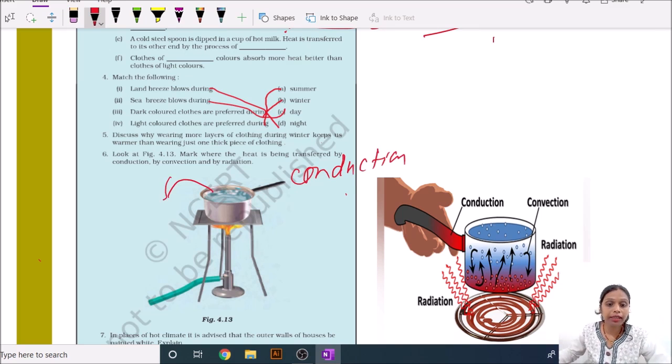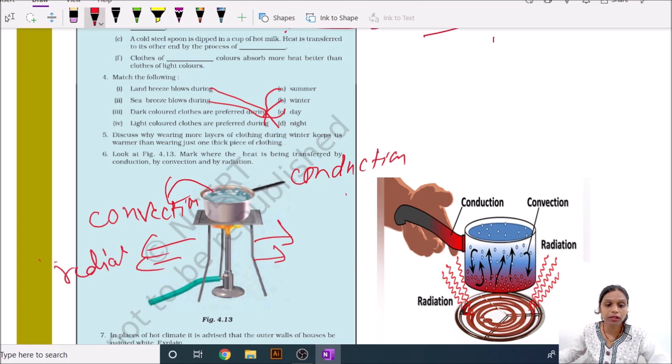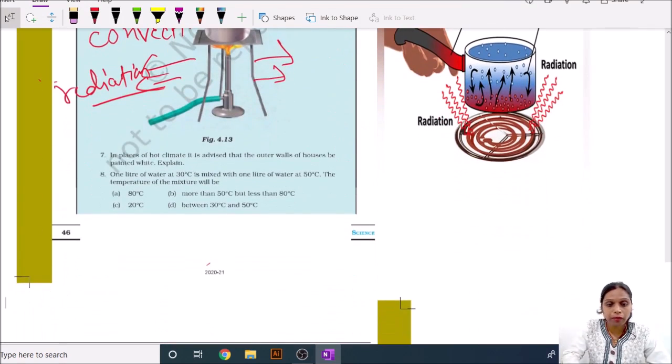Whereas the water that is boiling here shows the process of convection, and the area that is present there is warmer. Why? Because of the process of radiation. Then it is a whole process of transmitting of heat, and it is an example of the process of conduction, convection and radiation. In a place of hot climate, it is advised that the outer wall of houses be painted white.